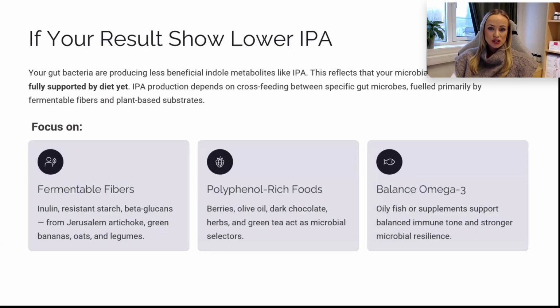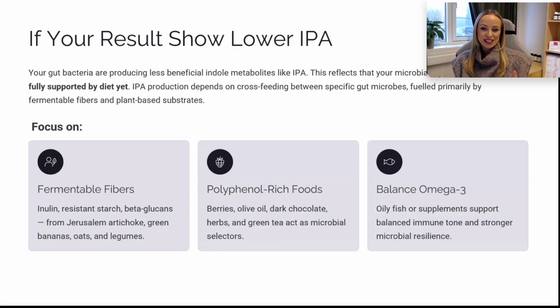Diversity is also important. We know that combining different types of fiber sources helps to create overlapping microbial niches that will help to boost your indole production. And polyphenols, which you can find in berries, olive oils, different herbs and teas, also act like microbial selectors that help to enrich these species that are important for converting tryptophan into IPA. So if you pair fiber intake with these plant compounds, it helps to amplify the effect.